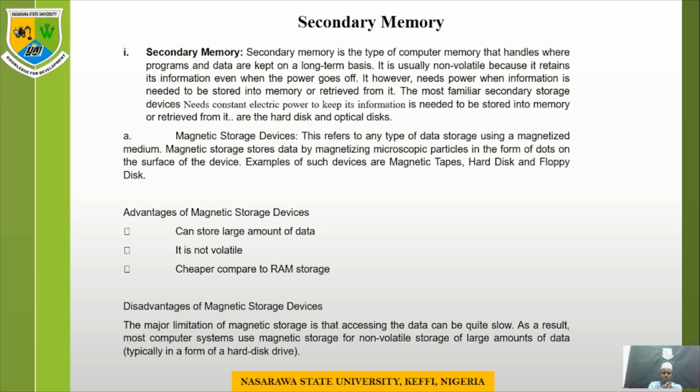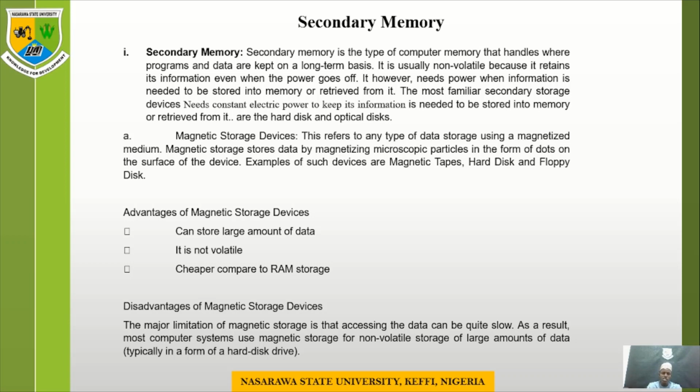Advantages of magnetic storage device: it can store a large amount of data. We have a hard disk that is up to a terabyte, 500 gigabytes, and so on. It is not volatile. We all know that secondary memory completely is not volatile. It's only the primary memory, which is the RAM. The ROM is also not volatile, and the secondary memory completely is not volatile. It is also cheaper compared to RAM storage. So one of the advantages of the magnetic storage device is that it is cheaper compared to the RAM storage.